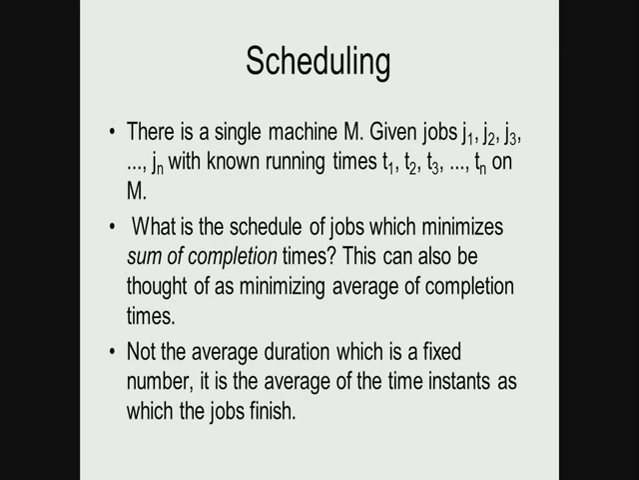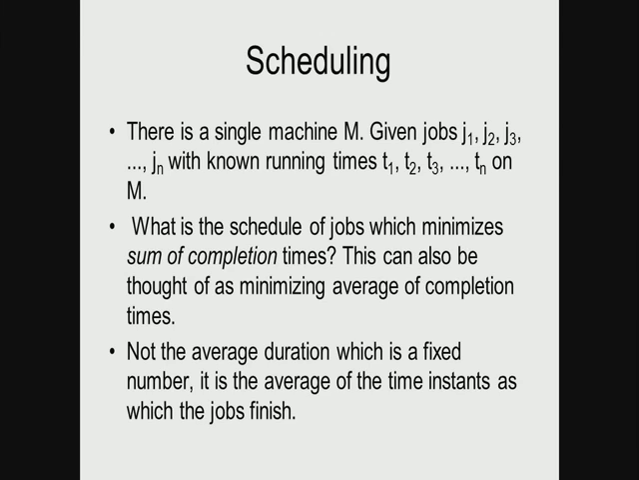Let us look at the problem which is very well known as a scheduling problem. There is a single machine and there are n jobs. Each of these jobs can run only on this single machine and should be run on the single machine, and the jobs are already known to have running times t1, t2 to tn respectively. In other words, the job ji takes ti units of time on the machine m. The aim is the following. The aim is to identify a schedule of jobs, that is the order in which the jobs will execute in the machine, so that we minimize the sum of the completion times.